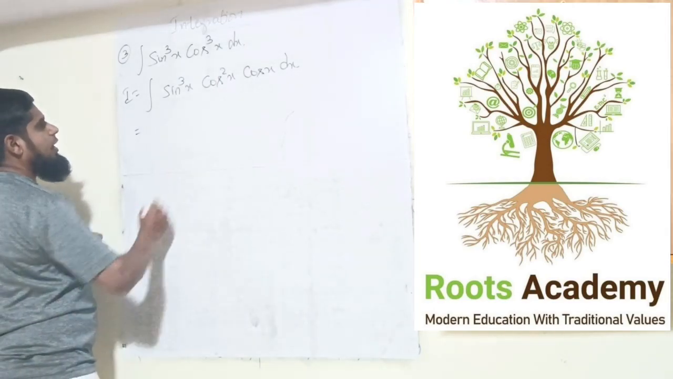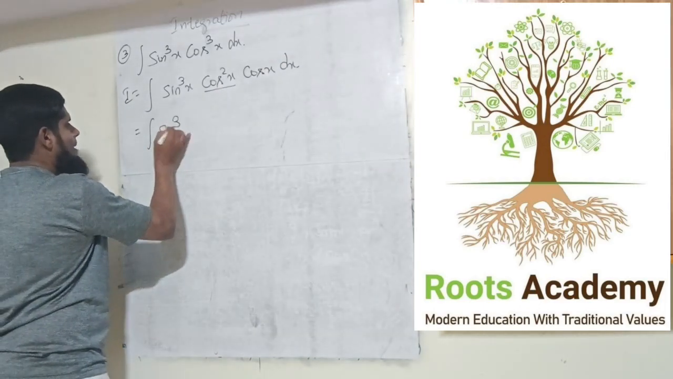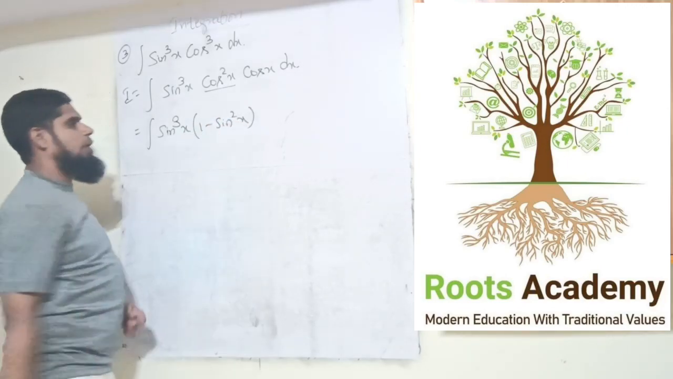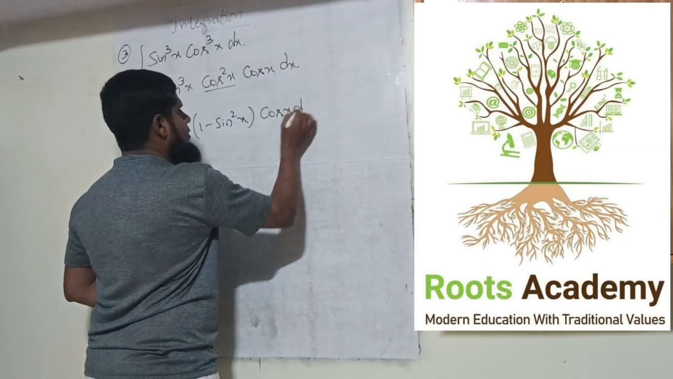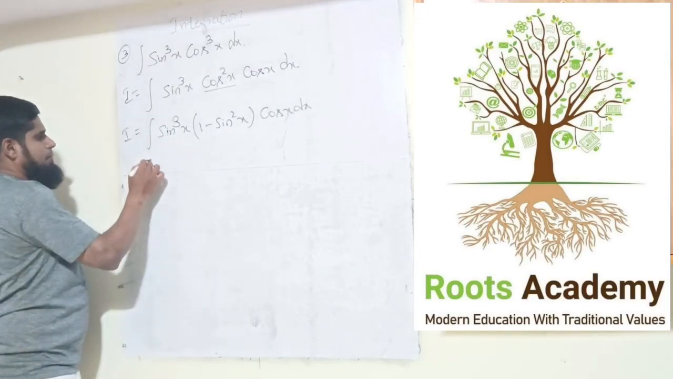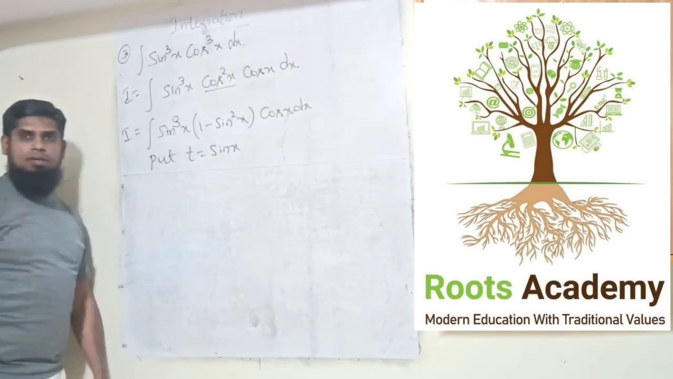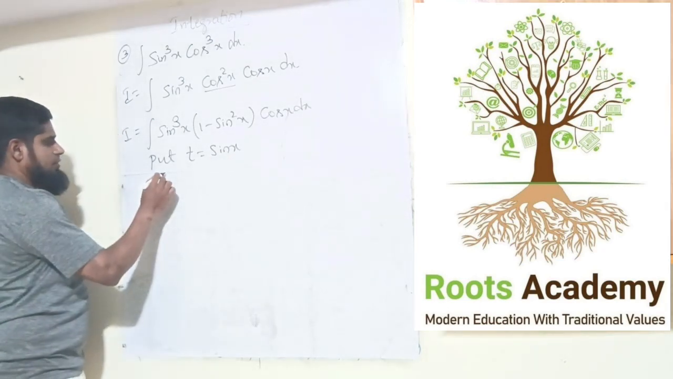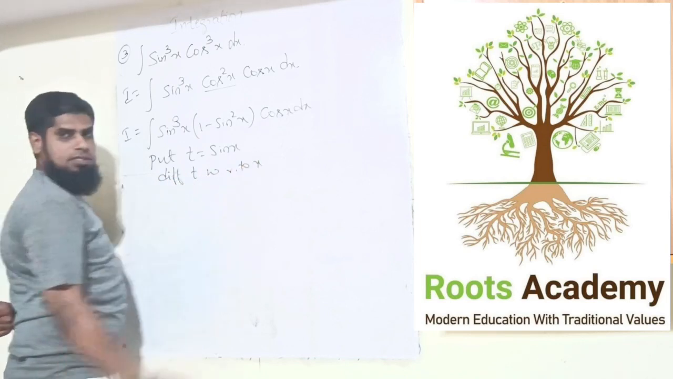So that is equals to, again, cos square x can be written as sin cube x into 1 minus sin square x into cos x dx. Now let us take t as our sin x. If I differentiate t with respect to x, I will get the value of dt.